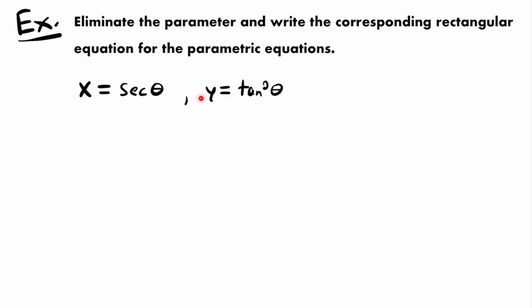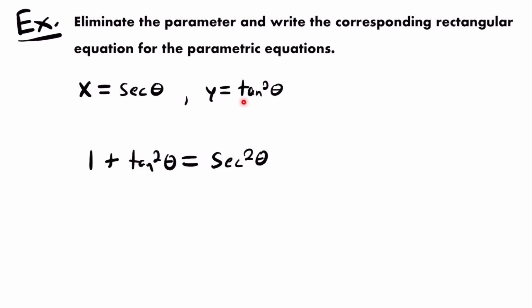All right, so next up we have this example. Once again, we want to eliminate the parameter and write the corresponding rectangular equation for these parametric equations. We have x equals secant theta and y equals tangent squared theta. Now in this case, we can use another one of our trigonometric identities. In this case, we can use the Pythagorean identity for secant and tangent. And that identity looks like this. We know that 1 plus tangent squared theta is equal to secant squared theta. That's another one of our Pythagorean identities for our trig functions.